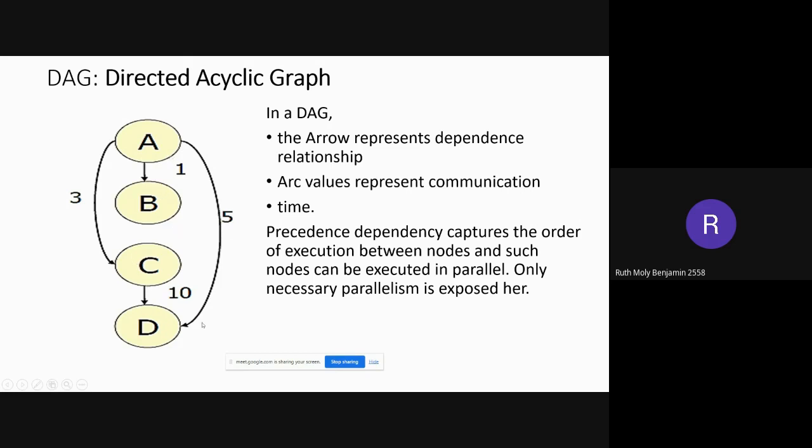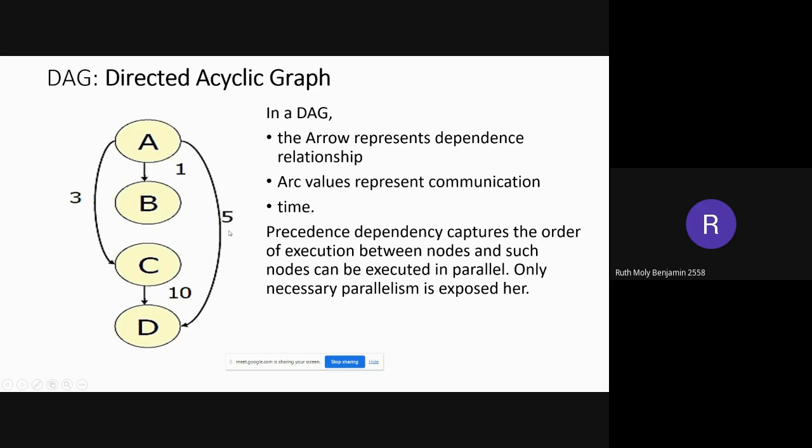And the arc values, you are seeing some numbers on top of the arrow, or on the right side of the arrow. These values represent the communication time, how much time it takes to communicate between these two tasks. So the arrow represents the dependence relationship, and the arc value represents the communication time.